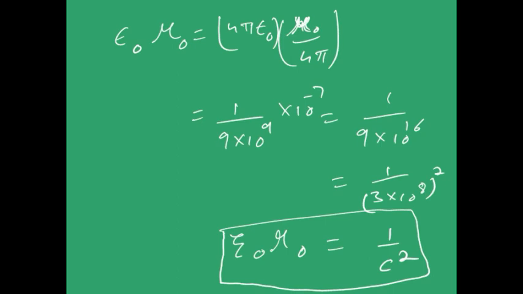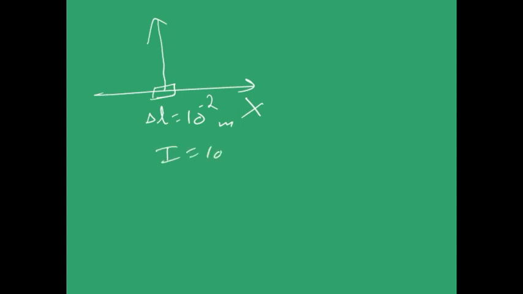Now let's solve a problem. The question is, we have a small current carrying element at the origin, and the direction of current is towards the positive x-axis, and the length of this current element is 1 centimeter, 10 power minus 2 meters. Okay, current is 10 ampere, and I want to find the magnetic field at this point, which is on the y-axis, and the distance between this point and this current carrying element is 0.5 meters.